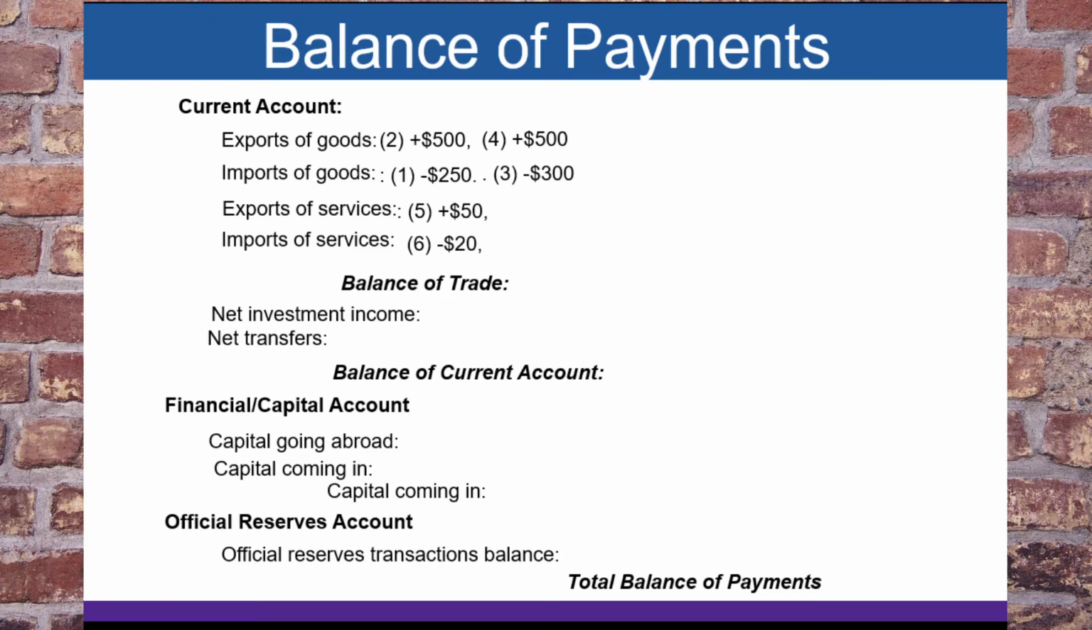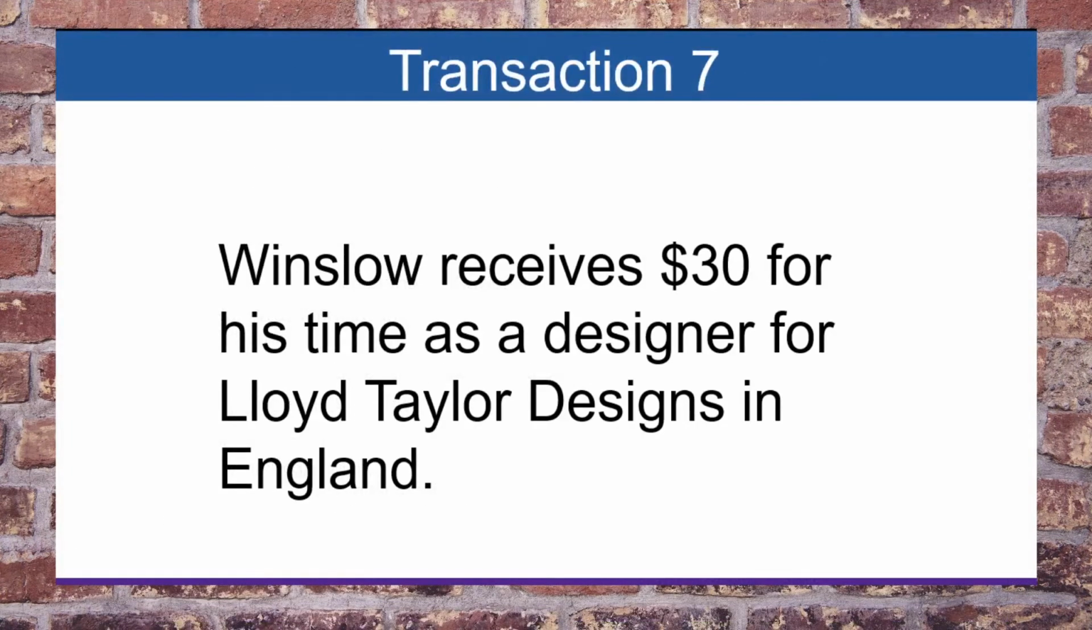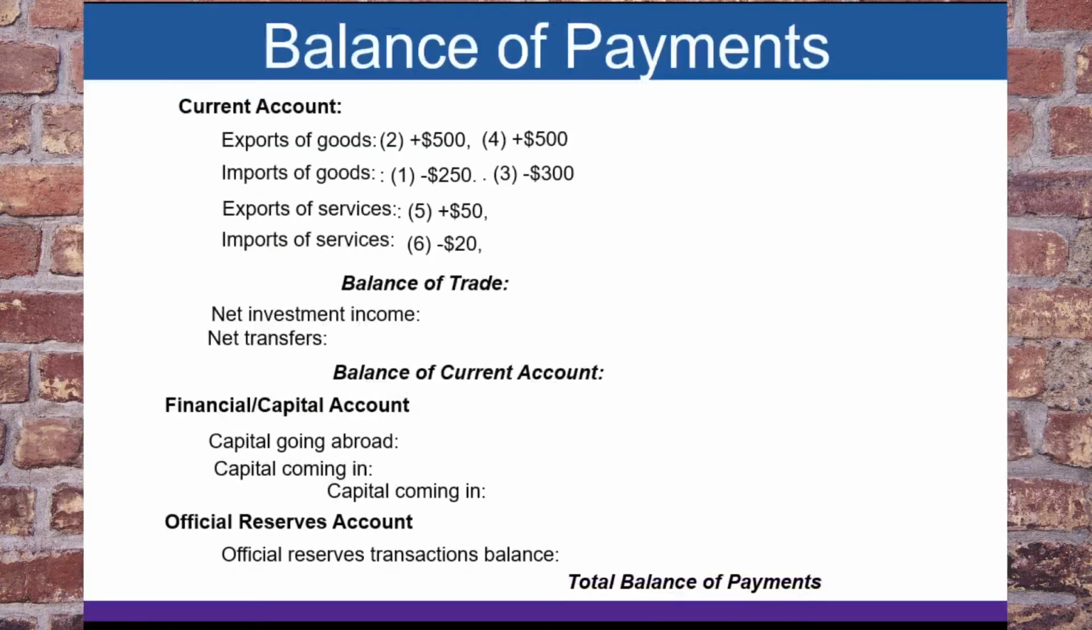And then we go to number 7. Winslow receives $30 for his time as a designer for Lloyd Taylor Designs in England, right? So Lloyd Taylor is buying a design from someone over in Jamaica. So that is an import of the service. We go to here, and then transaction 7 is a negative 30, all right?